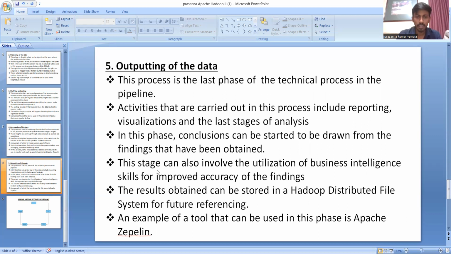Outputting of the data. The final phase in this technical process is the outputting of the data. Activities such as reporting, visualization, and concluding stages of analytics take place here. Findings are drawn, and business intelligence skills may be employed to enhance the accuracy of results. The data can be stored in the Hadoop Distributed File System, that is HDFS, for future reference and enabling easy access and retrieval. Apache Zeppelin is a powerful tool that can assist in this phase, providing a collaborative platform for data exploration, visualization, and reporting.